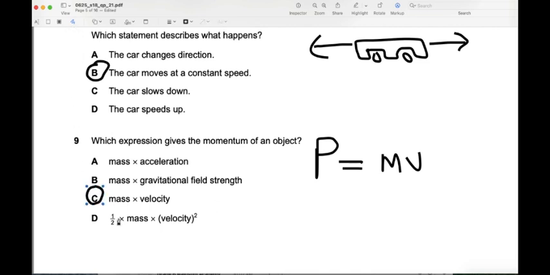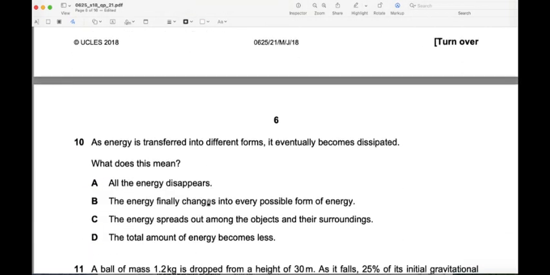So you see, half times mass times velocity squared is kinetic energy, KE. So the answer is C. We go to question 10.